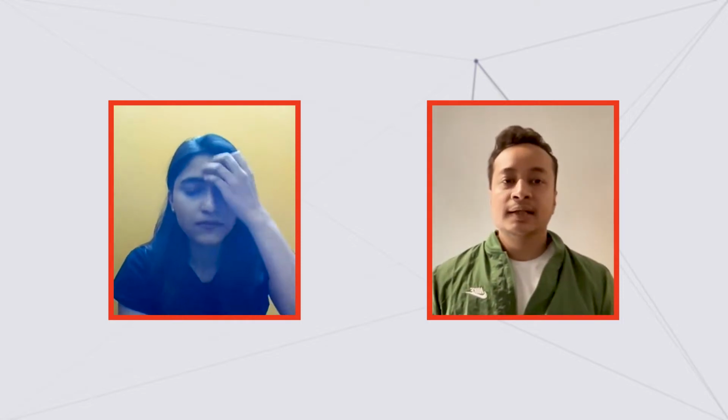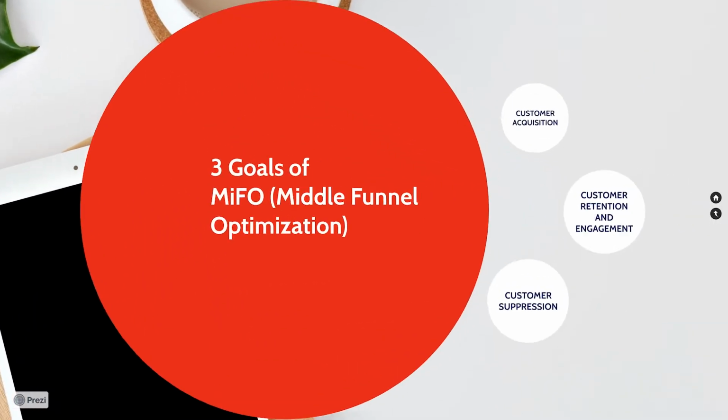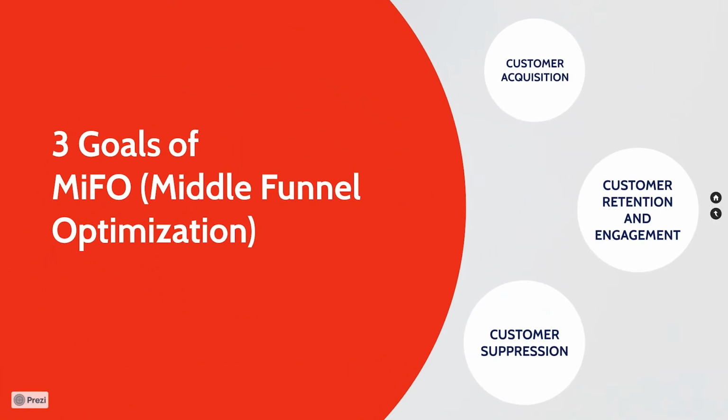Sure. So I think that's a very good angle to look at and answer at this stage. So MiFo essentially is based on the concept of predicting any action in the future, right? And then we communicate this action to advertising platforms and use it for various goals, right? Three primarily. First one being acquisition, the second one is retention and engagement of the user, and the third one is also suppression of various audiences at different stages, right?